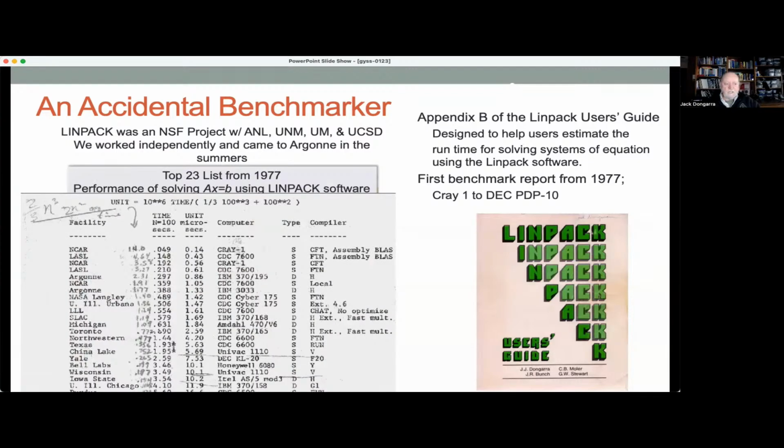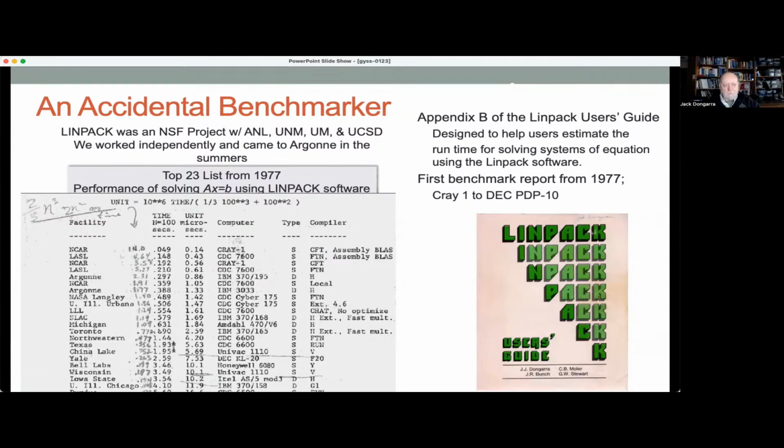This is the table that's in the appendix of that user's guide. It shows 23 machines, and lists the time it took to solve a system of equations of size 100. The fastest computer was a machine called the Cray 1 at the National Center for Atmospheric Research in Boulder, Colorado, and it ran at a rate of 14 megaflops, 14 million floating point operations per second.